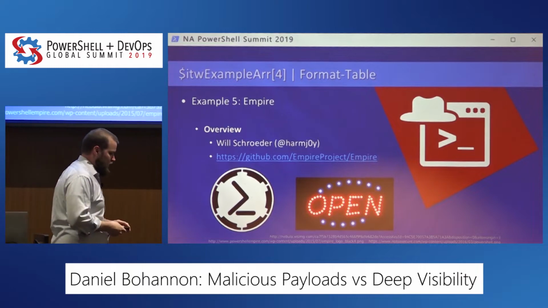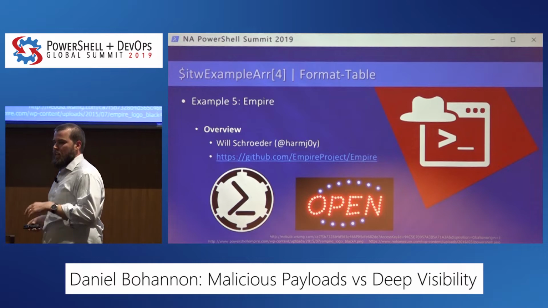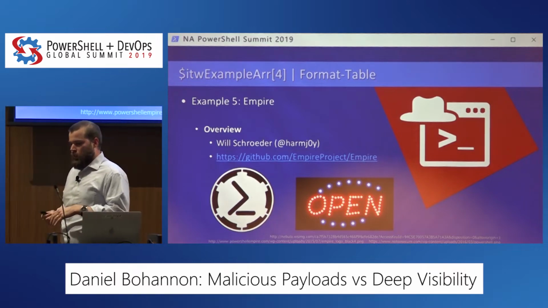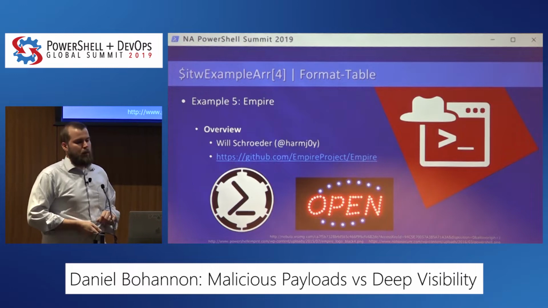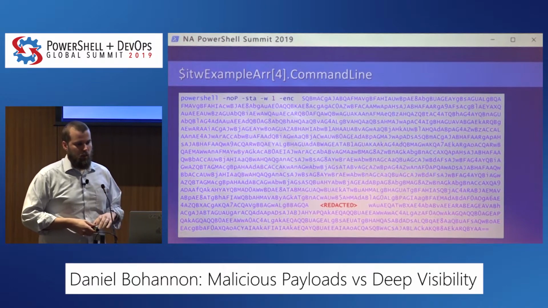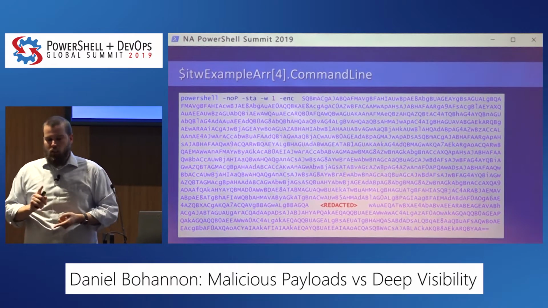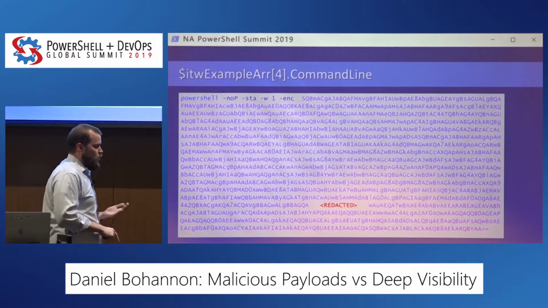Empire, two more samples left. Empire is written by Will Schroeder, and it's really awesome. It's the first PowerShell full cryptographically secure RAT, or remote access tool. He released it a couple years ago, and we definitely see this one being used quite a bit. Typically, we'll see it launched like this, with an encoded command being launched from malicious documents, HTA files, or just straight over WMI, or installed as a service.